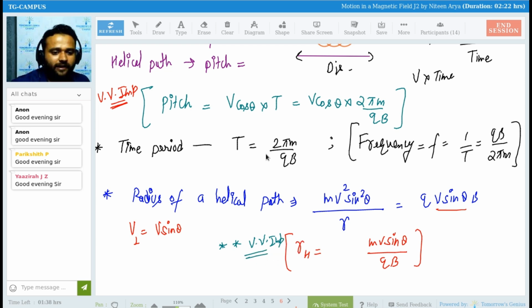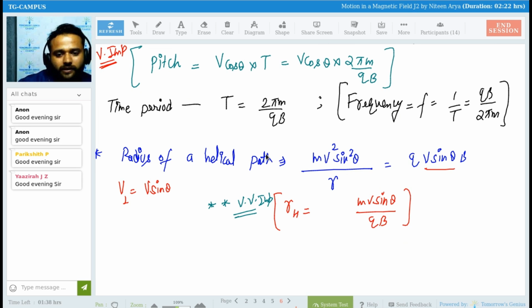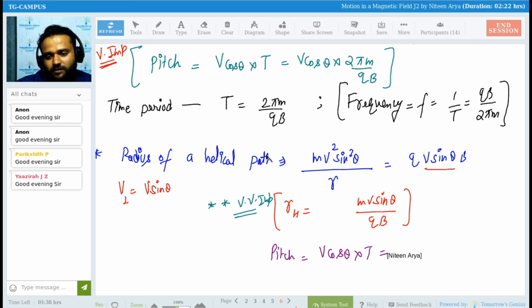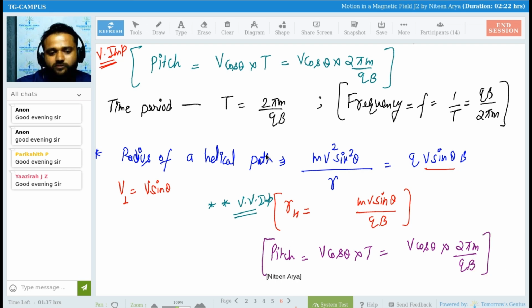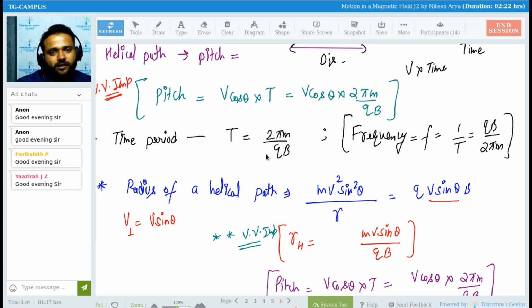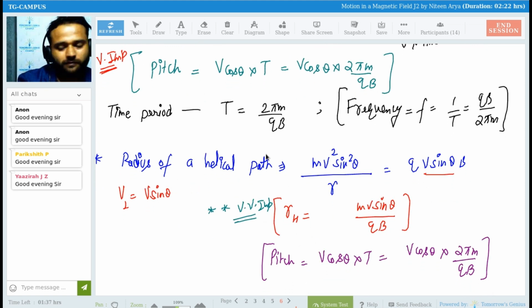Okay. Is this clear, or should I write it down here as well? Okay, for you guys, pitch is v cos theta into the time period, which is v cos theta into 2 pi m upon qB. Yeah, so this is the case. Clear now? In a helical path, the circle is only and only because of the perpendicular component of the velocity, which is v sine theta. Till now, if you guys have any doubts, let me know.